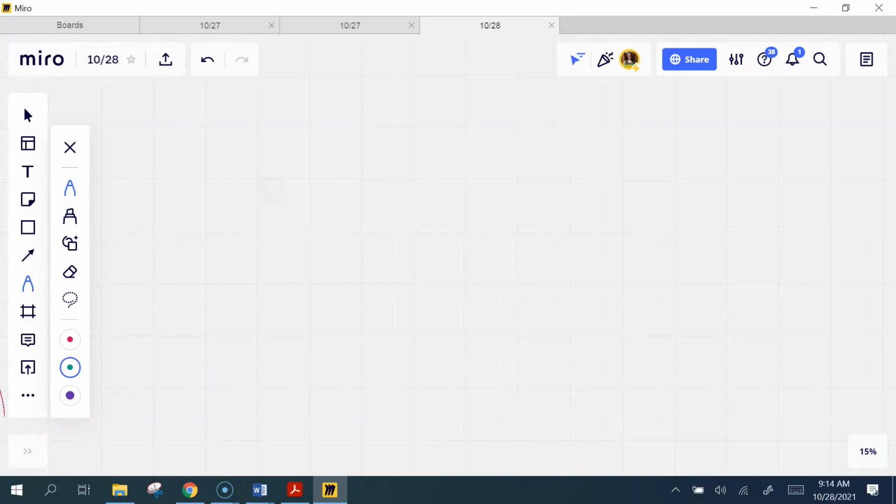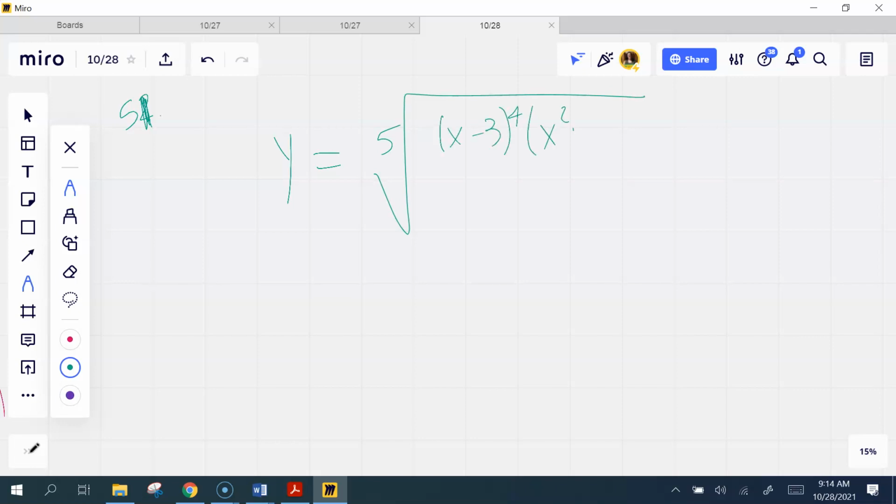All right, this one is number 52, and the directions say use logarithmic differentiation. Actually, let's do 51. Well, you just want that whole thing to the one half and do a little bit of power rule. Use logarithmic differentiation.